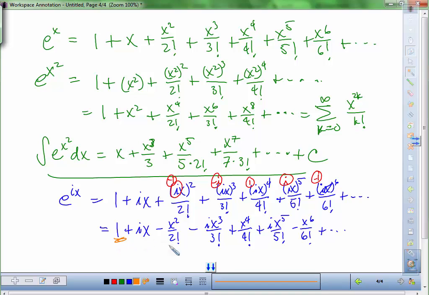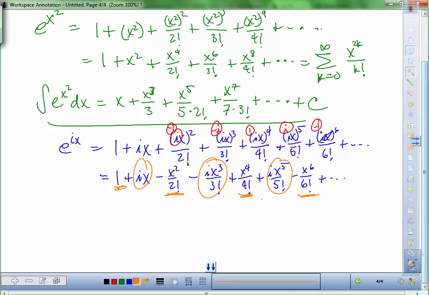And if I underline the ones with an even power, or I have underlined the ones that don't have i's, and I circle the ones that do have i's, I can split that up into 1 minus x squared over 2 factorial plus x to the 4th over 4 factorial minus x to the 6th over 6 factorial. And imagine there's going to be a lot more terms that don't have i's in them.